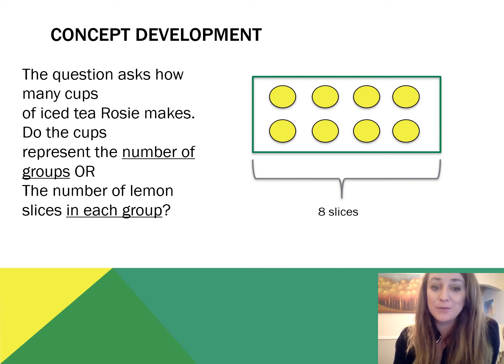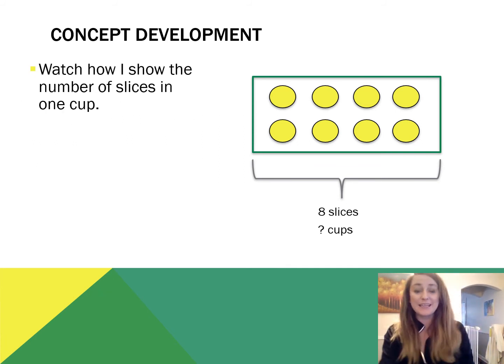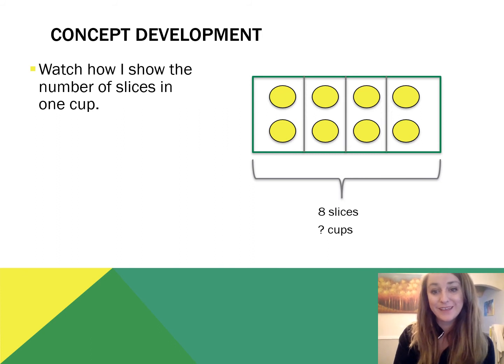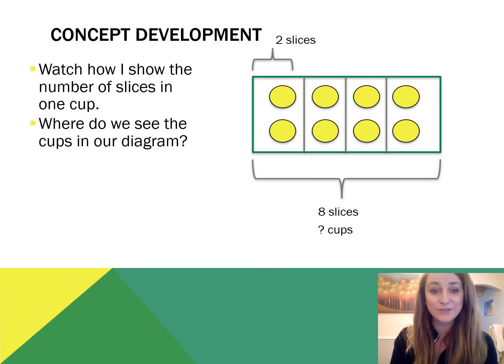The question asks how many cups of iced tea Rosie makes. Do the cups represent the number of groups or the number of lemon slices in each group? It represents the number of groups. The unknown is our number of groups. Watch how I show the number of slices in 1 cup. I drew lines in between the columns. I'm also going to label that there are 2 in each.